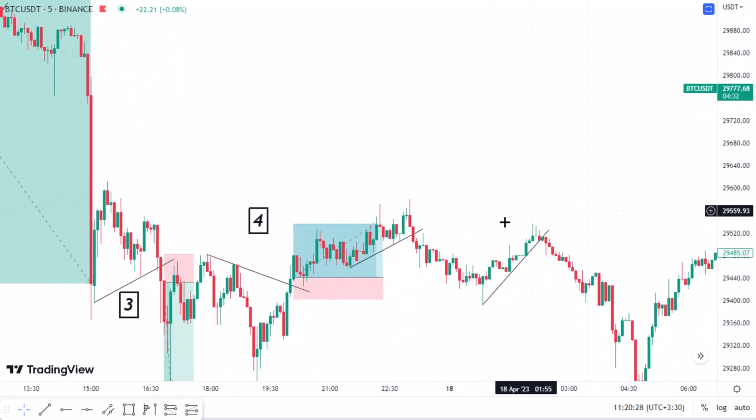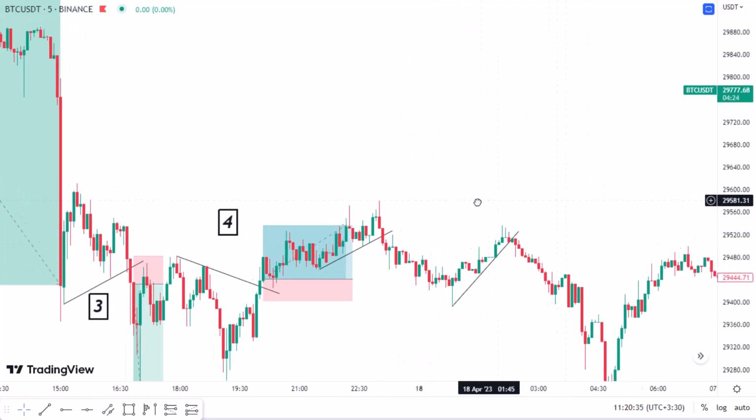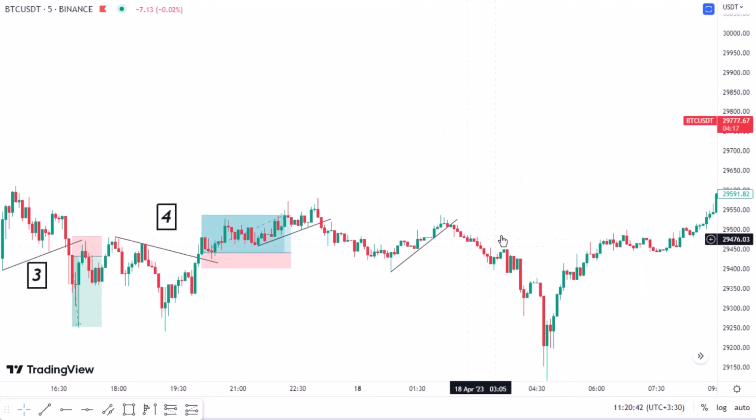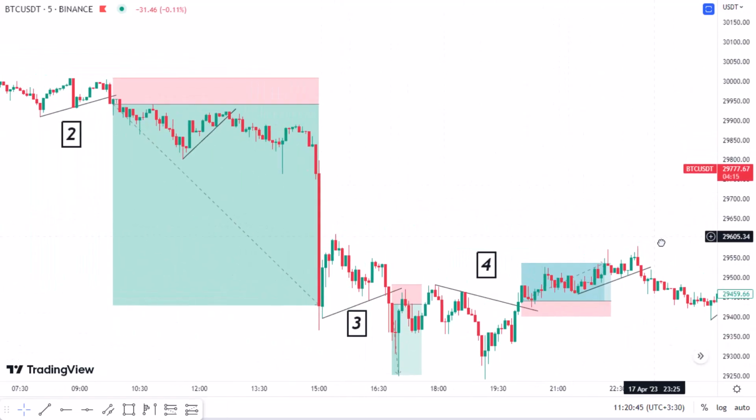We could also enter a sell position on the break of these trend lines too. Here we could enter a sell position, put our stop loss here, or even safer here, and look for our reward. And also on this one too, entering here, putting our stop loss above the candles, and getting our reward.